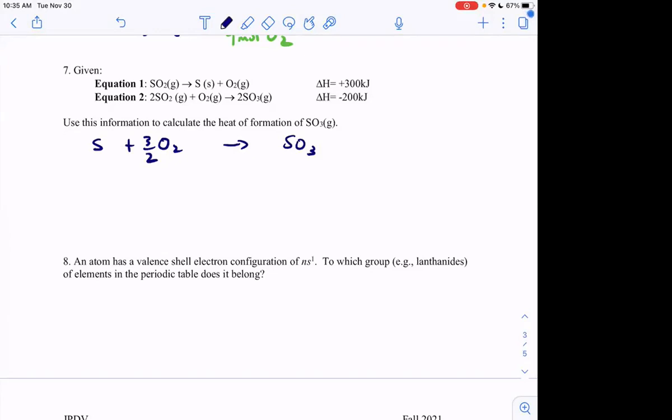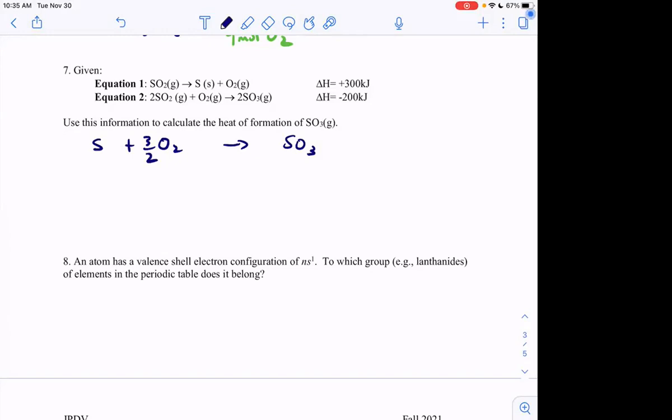Now we have to say to ourselves, okay, is everybody comfortable with how we got that? Remember, you have to form 1 mole, so you can't balance it by having 2 sulfurs, 3 O2s, and 2 SO3. That's one of the rules of a formation reaction. You have to only form 1 mole. Okay.